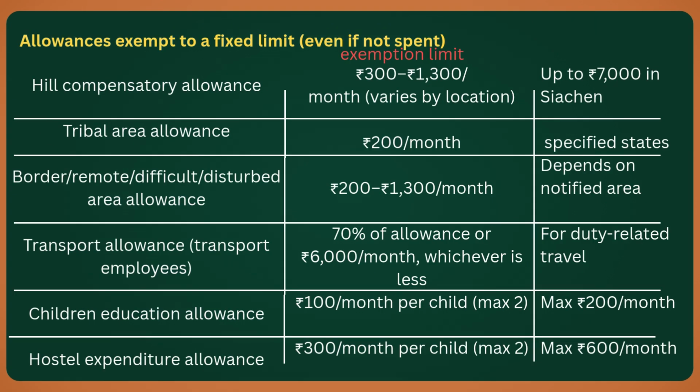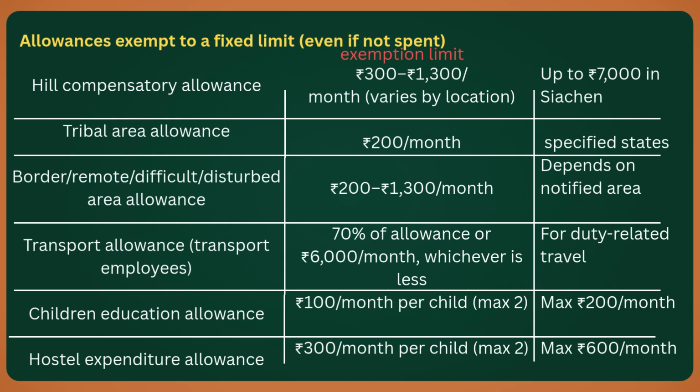Allowances exempt up to a fixed limit. Certain allowances are exempt from tax up to a fixed limit, even if not fully spent. These include Composite Hill Compensatory Allowance, up to 300 rupees. In some notified areas, the limit ranges up to 1300 rupees. In Siachen, it can be 7000 rupees. Tribal Area Allowance, 200 rupees in specified states. Special compensatory allowances for border, remote, difficult, or disturbed areas, ranging from 200 to 1300 rupees depending on the location.